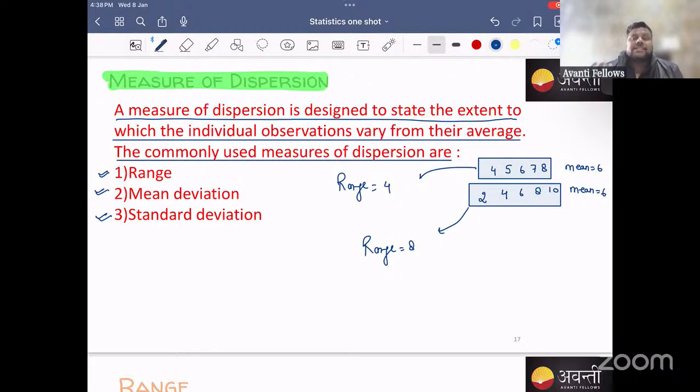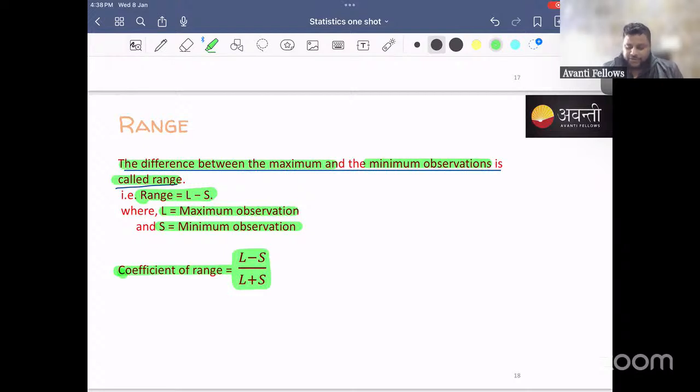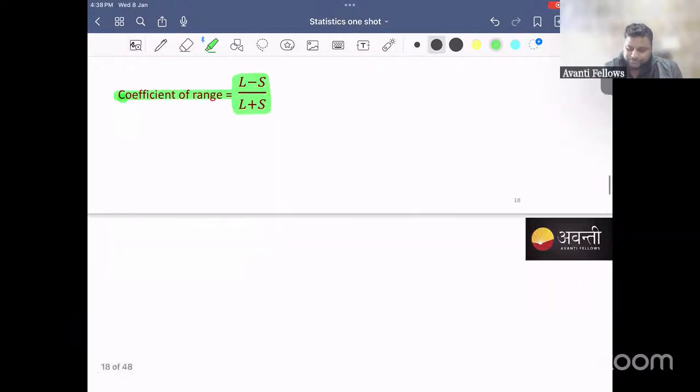It will be having a lesser range. So range is what? The difference between the maximum and the minimum observation is called range. So range is maximum value minus minimum value. L is the maximum observation, S is the minimum observation. There's a term also we should remember. Coefficient of range is what? L minus S upon L plus S.